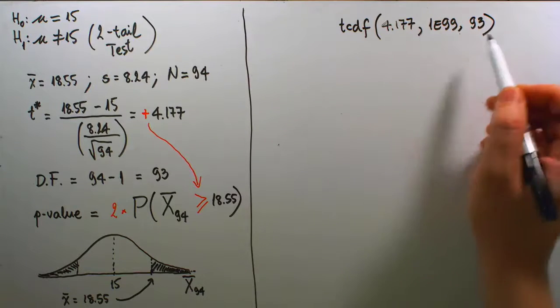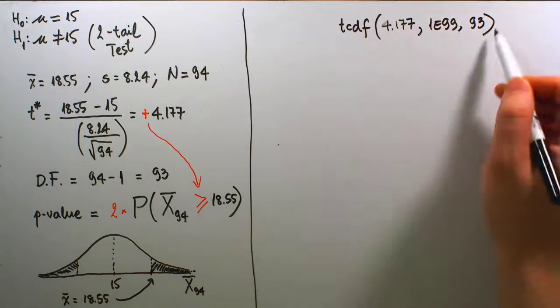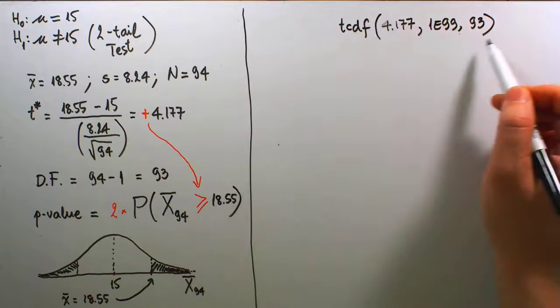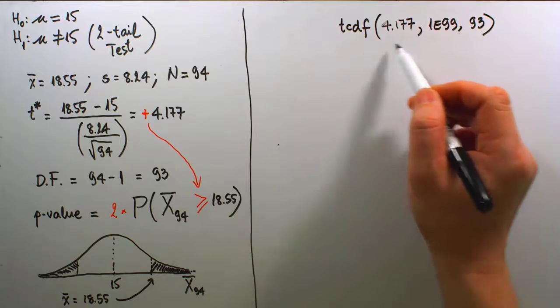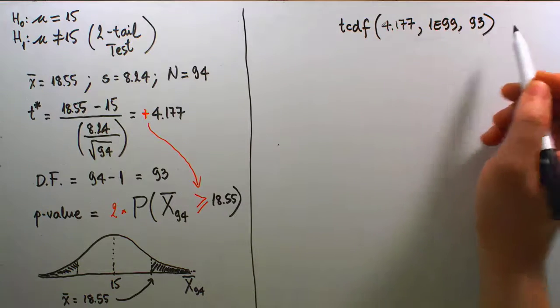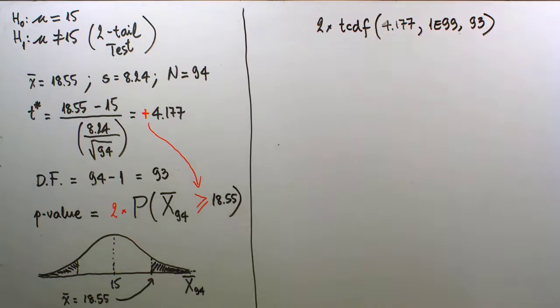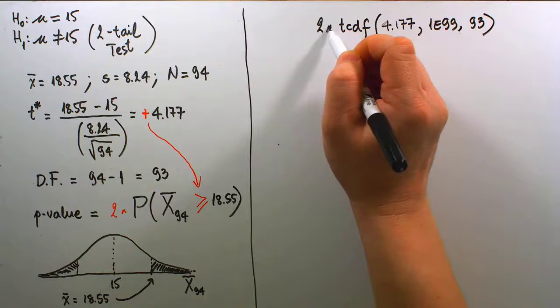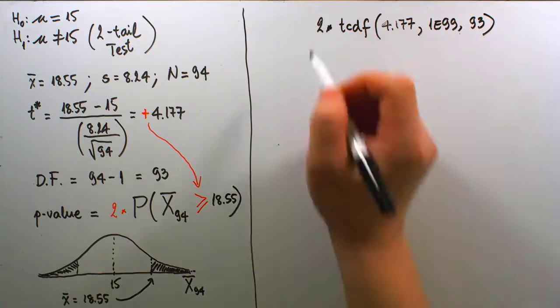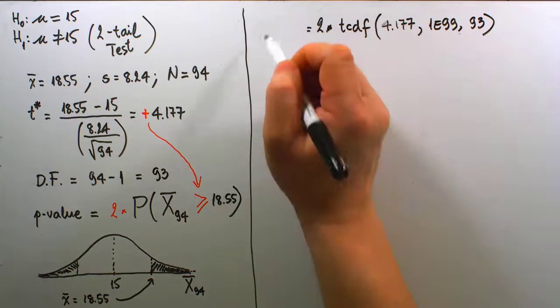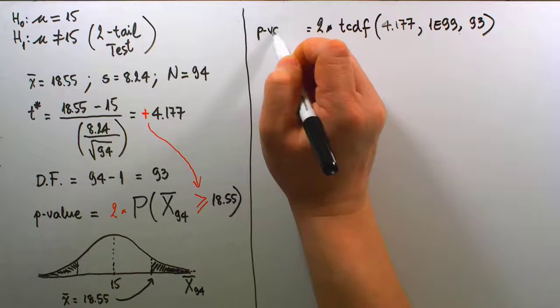But then don't forget that even though we have seen the answer after we ran this tcdf program on the calculator screen here, we need to multiply that answer by 2 right there. So this is a 2 times, and all that answer there will give me our final p-value.